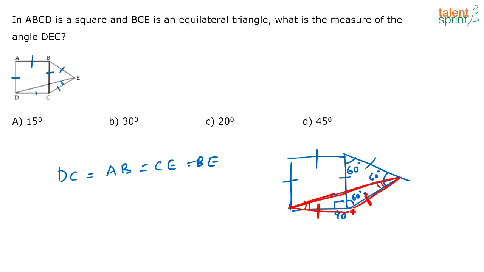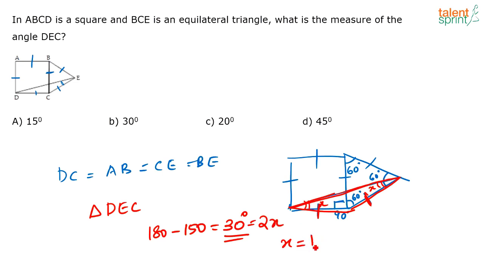So you know what is this angle? This angle is going to be 90 plus 60, that is 150 degrees. So if you look at the triangle DEC, you know this one angle is 150 degrees. So what will be the sum of the other two angles? See, if this angle is x, this is also going to be x, correct? So the sum of the other two angles will be 180 minus 150, that is equal to 30 degrees. So the sum of these two angles is 30 degrees, or I can say 2x, correct? So x is equal to 15 degrees. That is option A.